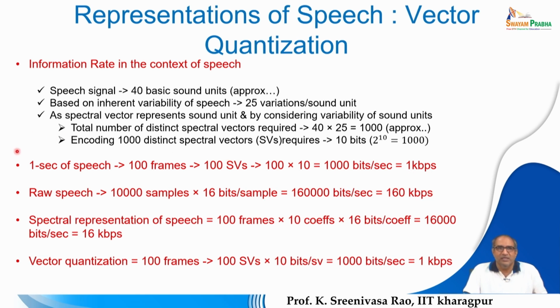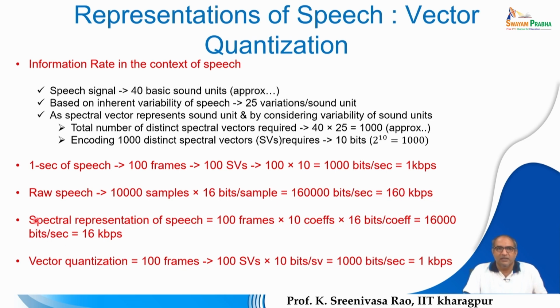So, you can see that using vector quantization you can represent 1 second of speech with 1 kbps, right. And if you look at the previous ways of representation, in the case of raw speech you require 10,000 samples, and each sample will be 16 bits. So, it requires about 160,000 bits per second or 160 kbps.